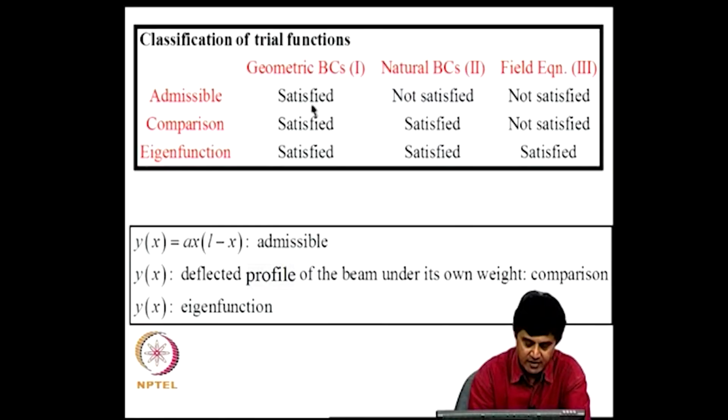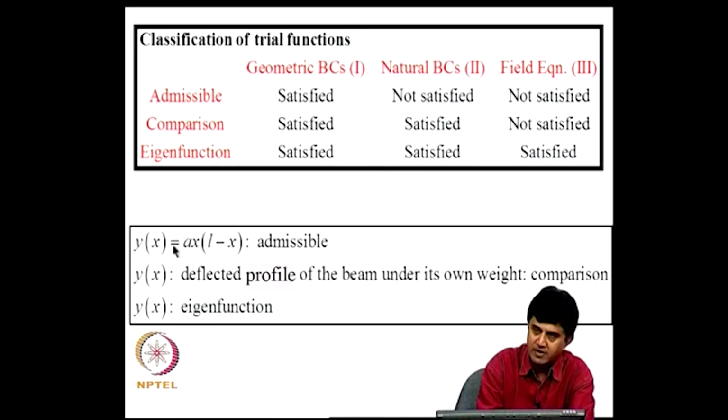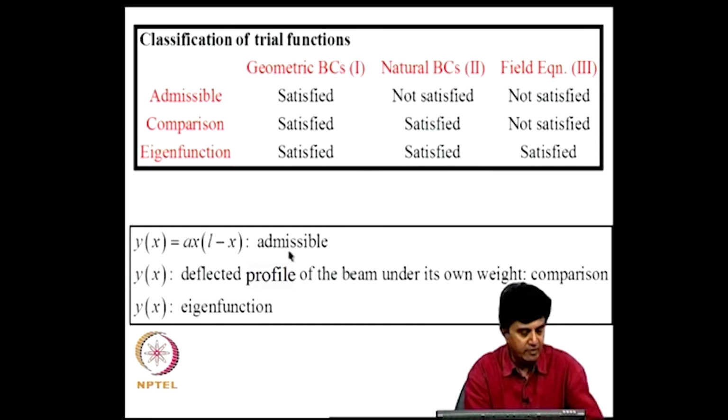If the trial function satisfies the geometric boundary condition as well as the natural boundary conditions, but not the field equation, they are called comparison functions. Eigenfunctions are those which satisfy the geometric boundary condition, the natural boundary condition as well as the field equation, that means they are the exact solution. Now, if you look at the trial function that we have used, y equal to Ax into L minus x, it is an admissible function because the second derivative is a constant and the bending moment would not be 0 at the supports.